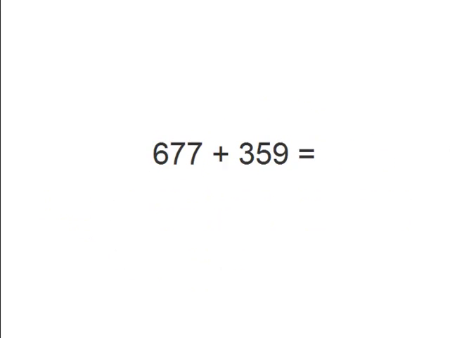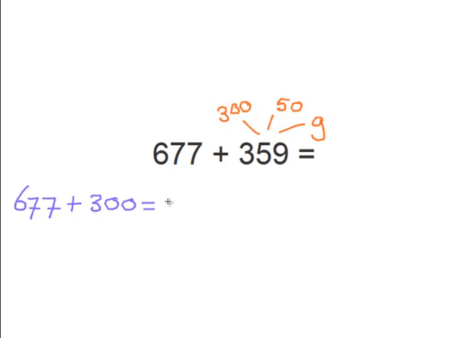Okay, let's try another problem. We have 677 plus 359. Let's do the same as we did with the other problem. We'll keep the first number the same and break up the 359 into 350 and a 9. Okay, so start off with the biggest numbers. 677 plus 300. So that equals 977.